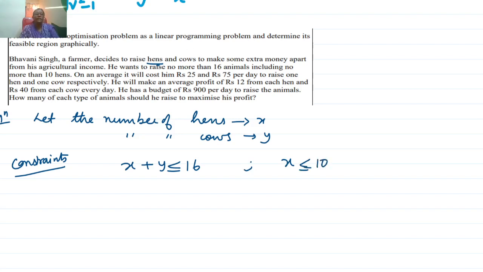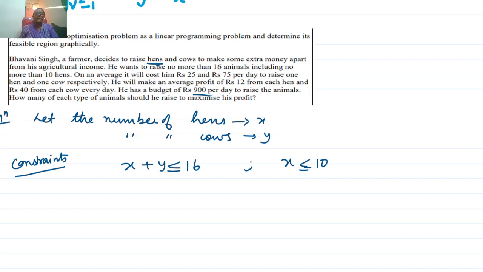And on an average, it will cost him rupees 25 and 75 per day to raise one hen and one cow. He will make an average profit of 12 rupees on each hen and 40 on each cow. He has a budget of 900 per day to raise. How many types of animals should he raise? Now, what is this 900 meant for? It's a budget to handle these, that is, to have these animals.